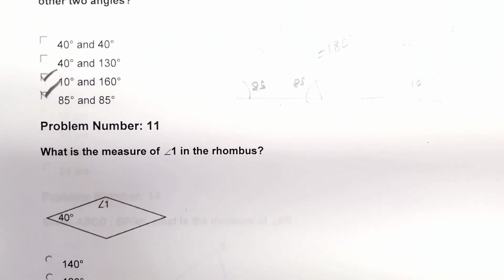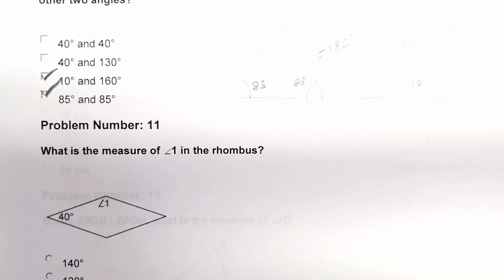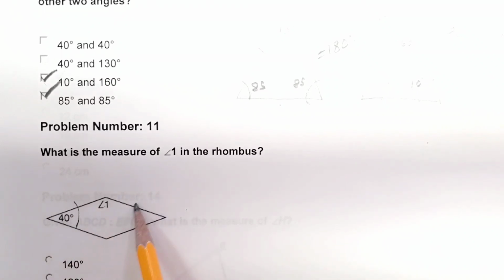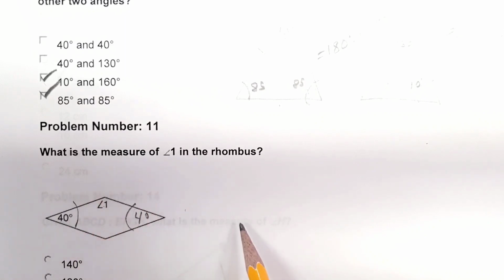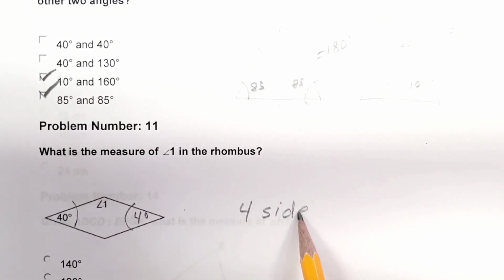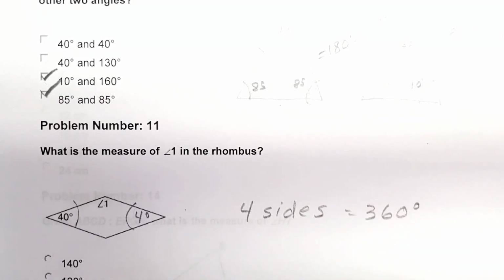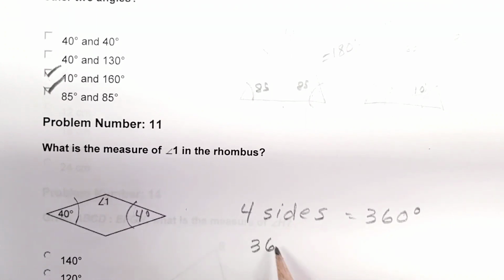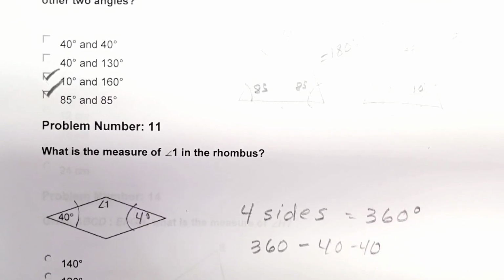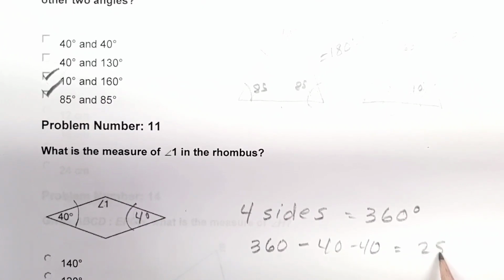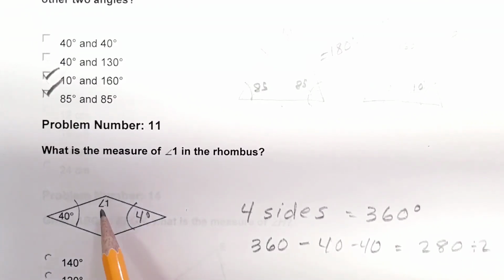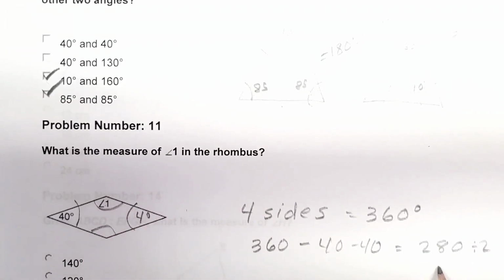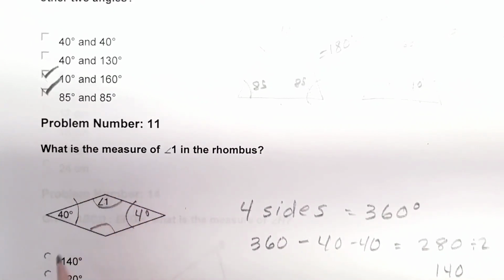Okay, problem number 11. What is the measure of angle 1 in the rhombus? One of the rules about the rhombus is opposite angles are equal. So if this angle is 40, then we know this angle is 40. So since a rhombus has 4 sides, what is the total interior angle measure of 4-sided shapes, quadrilaterals? They have to total 360 degrees, okay? Remember, the triangle has to total 180, but the quadrilaterals have to total 360. So we're going to take 360 and we're going to subtract 40 and 40, which is 80, and we're going to get 280, right? And then we're going to divide 280 by 2 because we have to split it between these two angles right here. 280 divided by 2 is 140. So what is the measure of angle 1? Angle 1 would have to be 140.